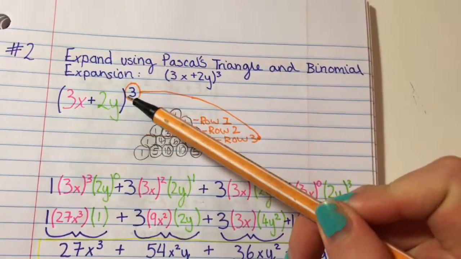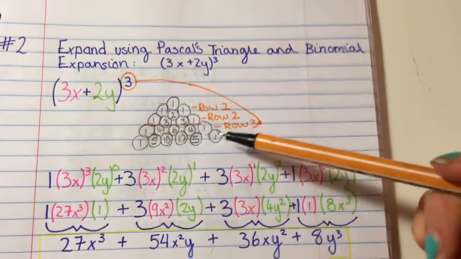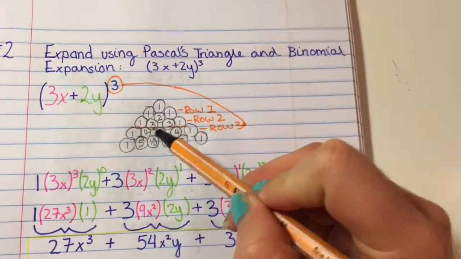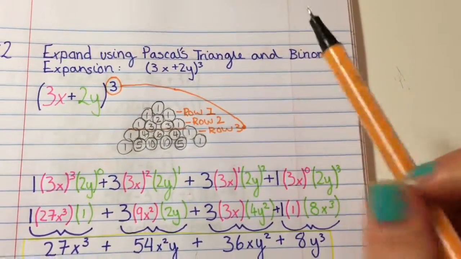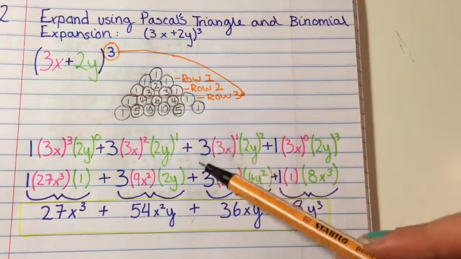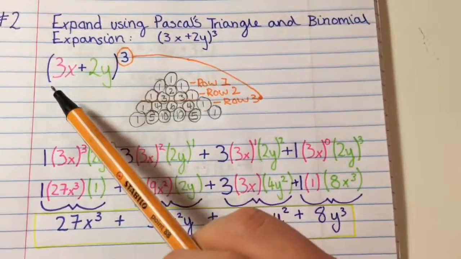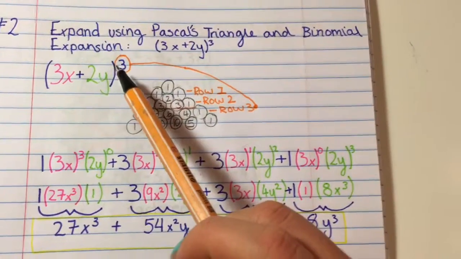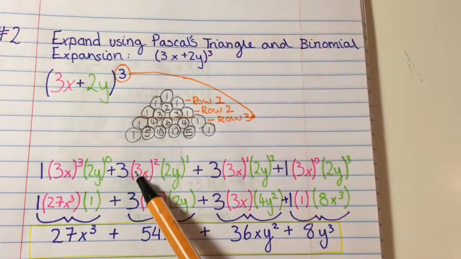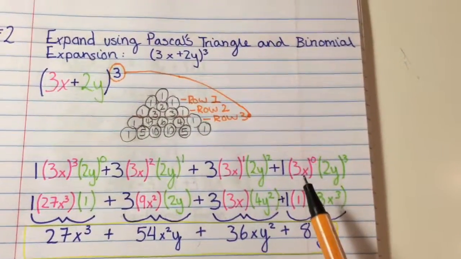So here it tells us that it's to the third power, so that indicates that it's the third row, but then we always take one away, so it's actually going to be the second row, which is 1, 3, 3, 1. So then what I did was I spaced out 1, 3, 3, 1. And then we get the 3x, and we know it's still to the third power, so we put 3x to the power of 3, and then 3x to the power of 2, power of 1, power of 0.